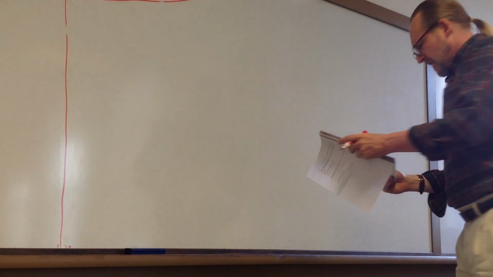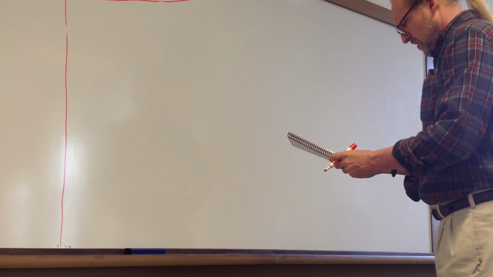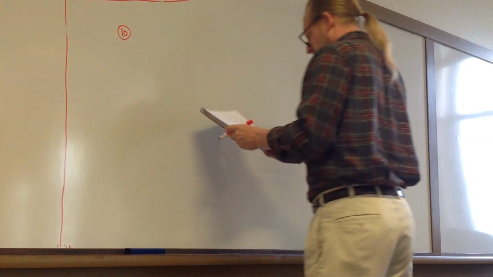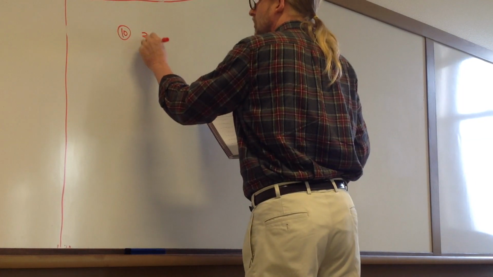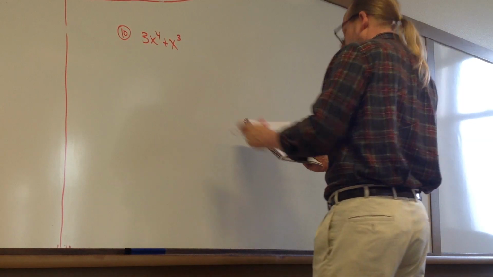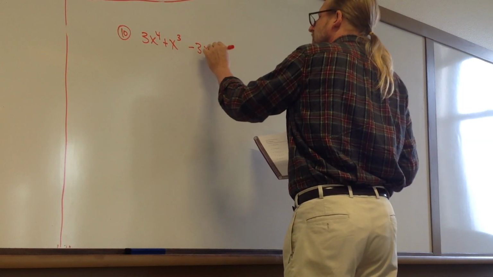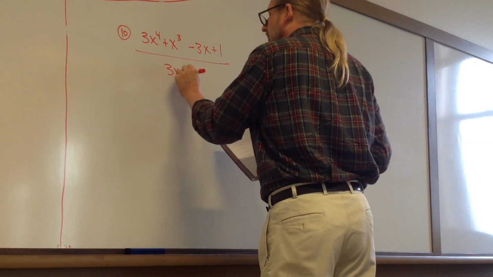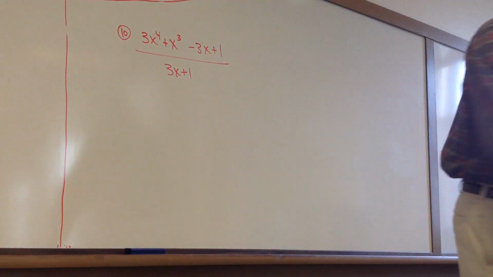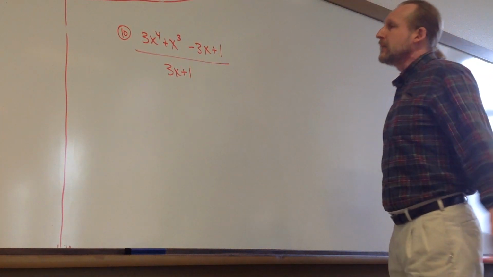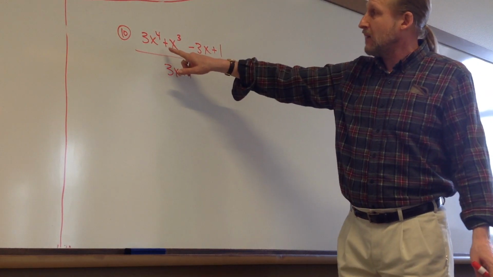Okay, so problem 10 on page 127. We've got 3x to the 4th plus x to the 3rd minus 3x plus 1, and we're dividing by 3x plus 1. Okay, so for starters, let's pull the coefficients out of what we're dividing into and make sure that we've got all the powers of x here.